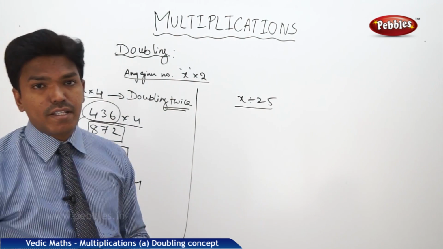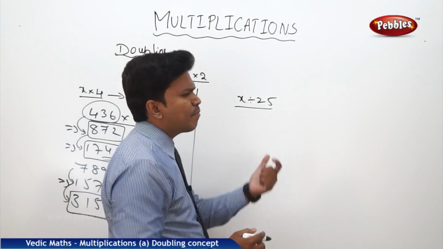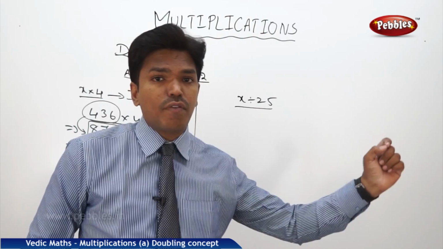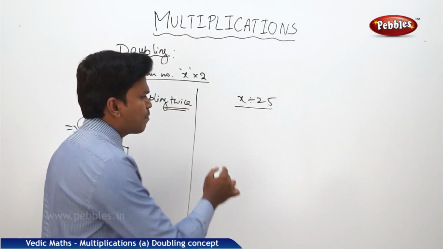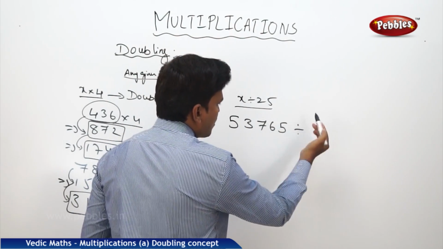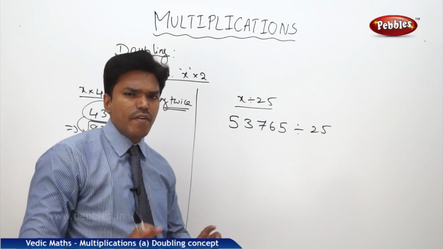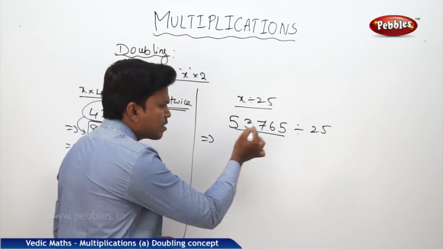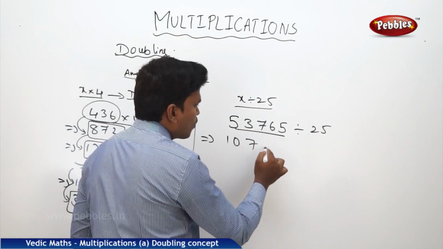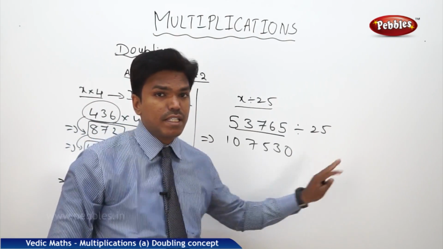Now we will see another advantage of doubling: dividing any number by 25. Suppose you want to divide any number by 25, you simply double the number twice and put a decimal point after 2 digits from the right. That will be your answer. For example, I want to divide 53765 by 25. I will double the given number twice. First double the number: 107530. This is the first time doubling, but this is not my answer.